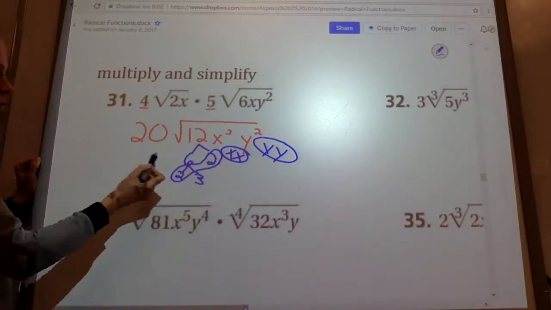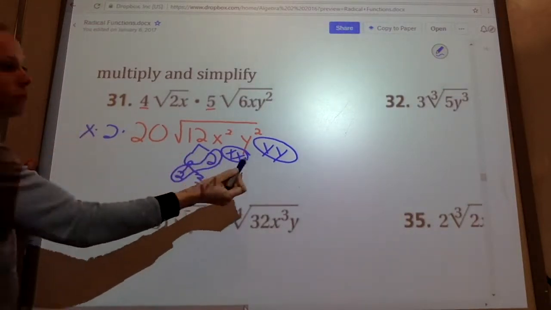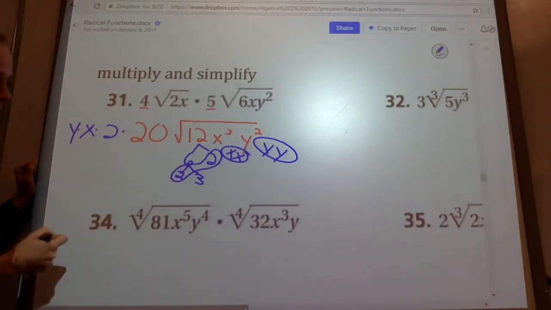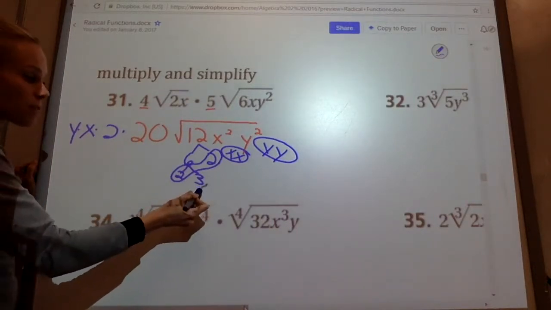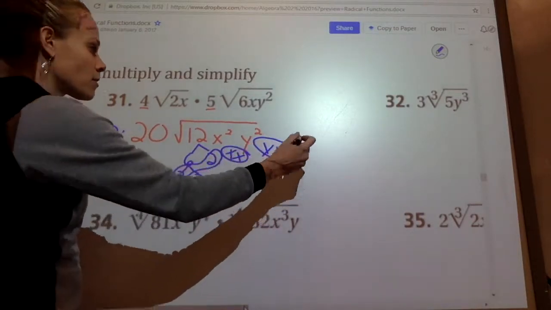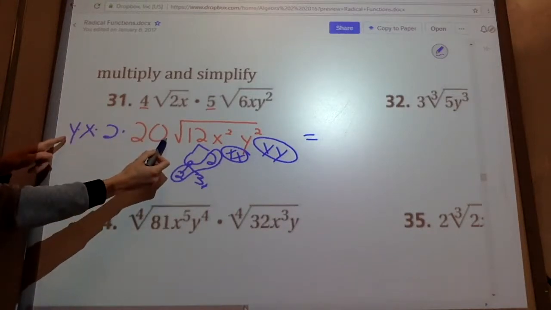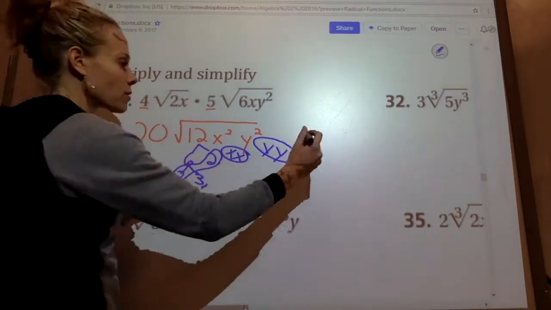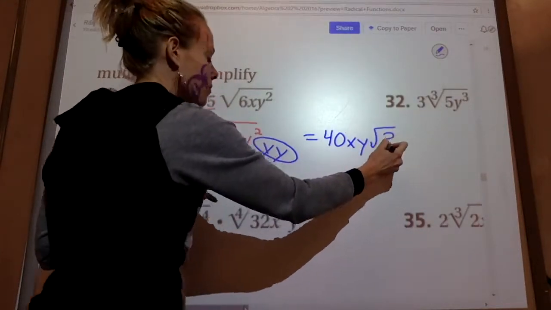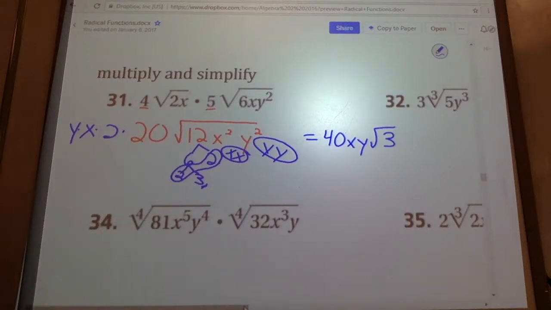So that means 2 2's, I can take 1 out. 2 x's, I can take 1 out. 2 y's, I can take 1 out. But what's left underneath? This 3 didn't have a partner, so it has to stay, right? So my answer would be 40xy outside here, but I would still have the square root of 3, because that 3 was the only thing that I didn't circle. It didn't have a group.